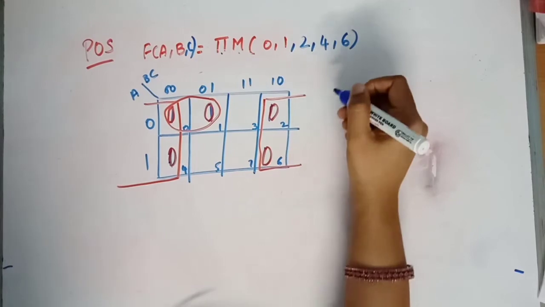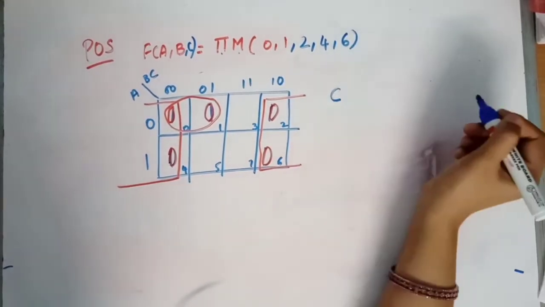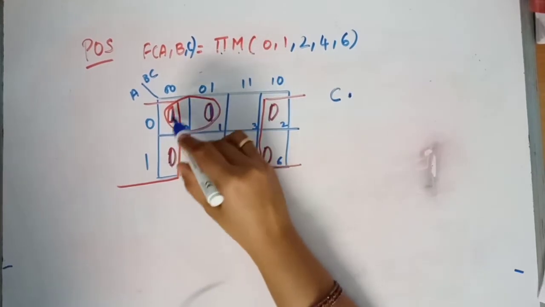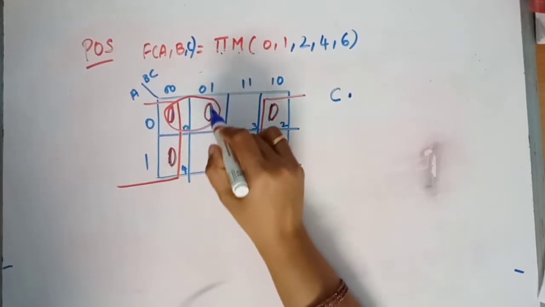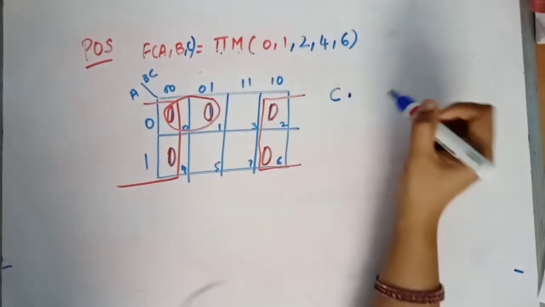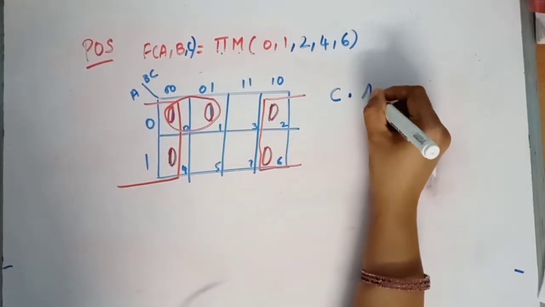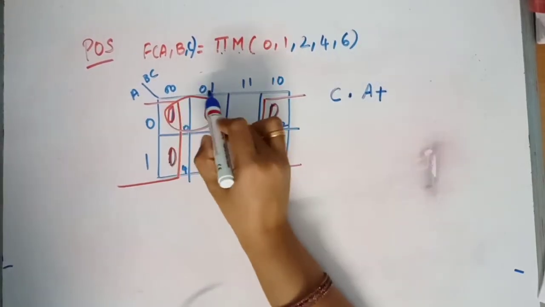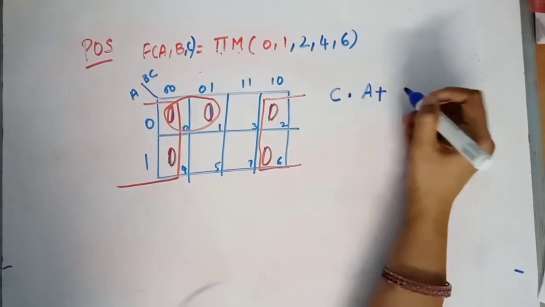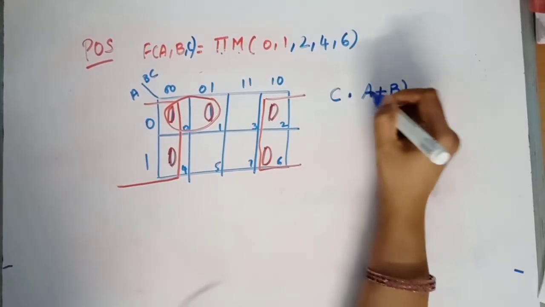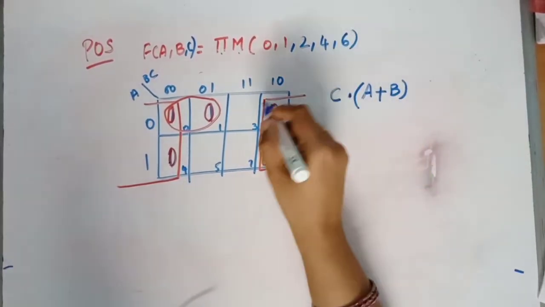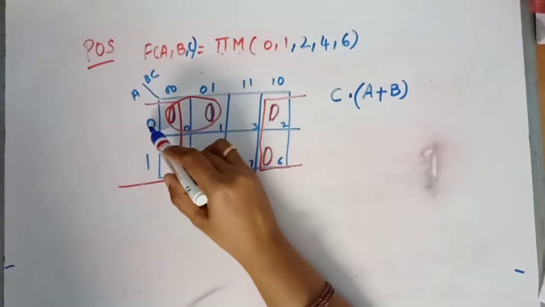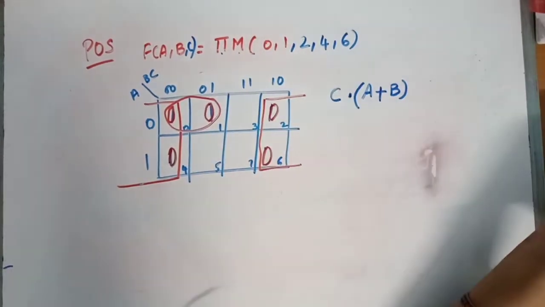C is common, and what is C? C is 0, so you'll write it as C into this particular group. For these 2 zeros, it is A is 0. A is 0 means A plus what is common in B? B is 0. So it is C into A plus B.